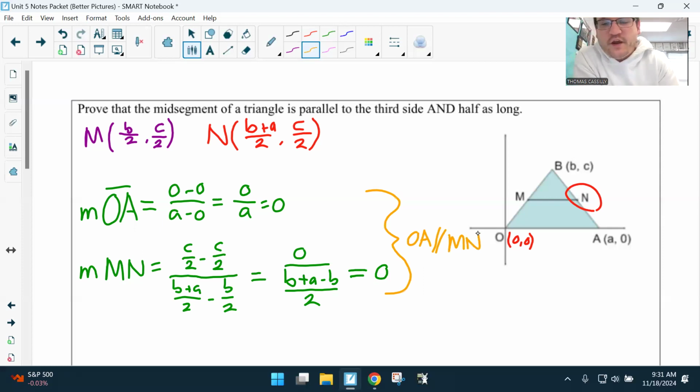Show that they're parallel. Now we have to show they are half as long. And to do that, we have to use the distance formula. So here's what I'm going to do. I'm going to take MN and I need to copy and paste them.